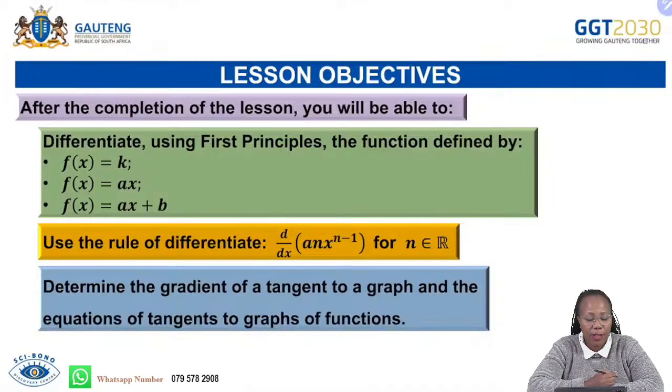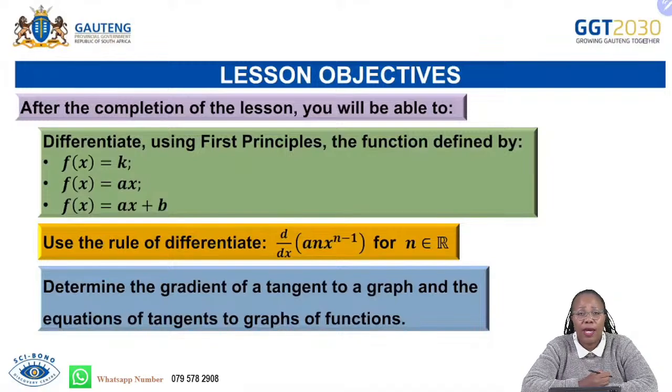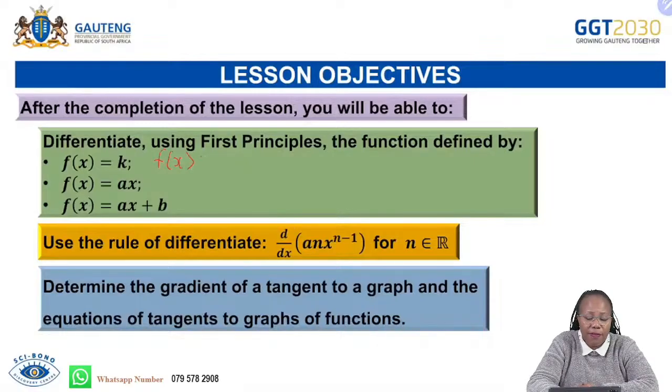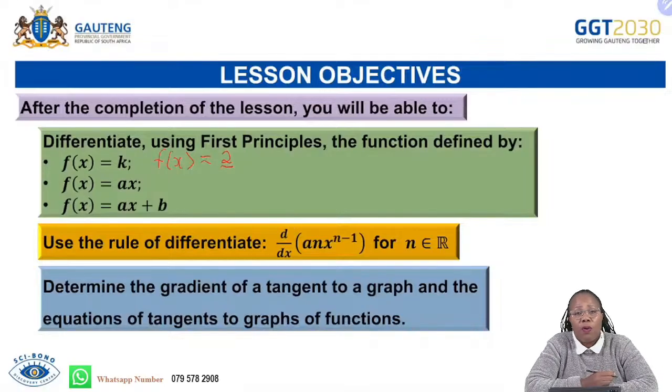by the following. f(x) equals k. What do we mean by that, grade 12? We mean where we are given an equation that is a constant number. For an example, if you are given f(x) equals 2, maybe. That is what we mean. The value here must be a constant number. What do we mean by a constant number? It's a number without an x, okay?